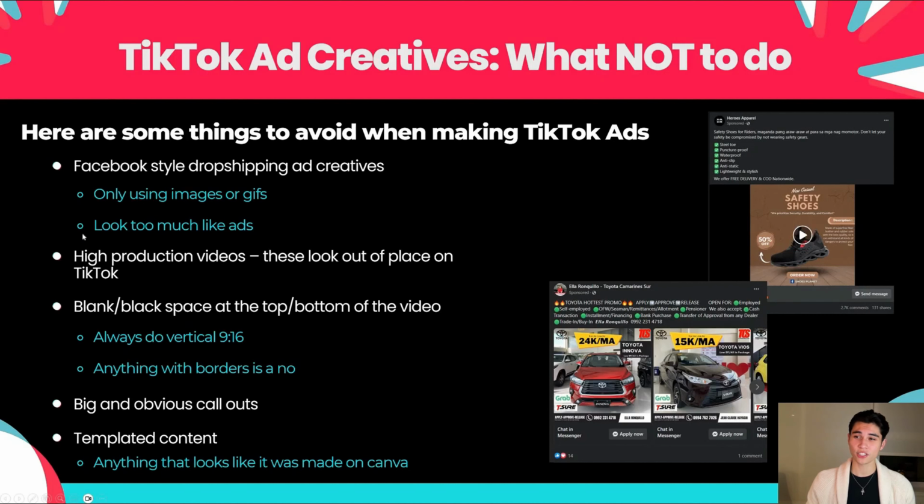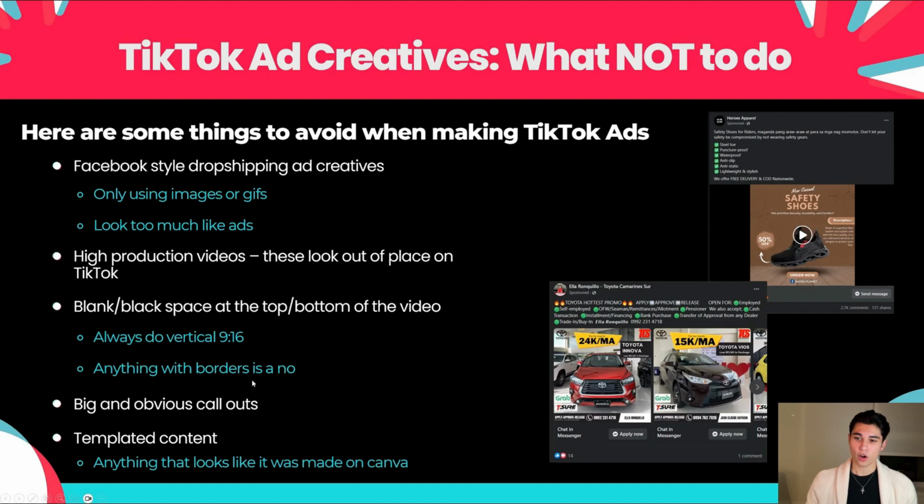And you want to stay away from high production videos, because these look super out of place on TikTok. When the person is scrolling through on their For You page, they automatically know it's an ad if it's super high quality and super in detail and obviously looks like an ad. Even if it is cool and artistic, stay away from super high production videos. Now you obviously don't want any blank or black space at the top or the bottom of your video. Always make them vertical and 9:16 aspect ratio, and anything with any sort of border, no, don't do that.